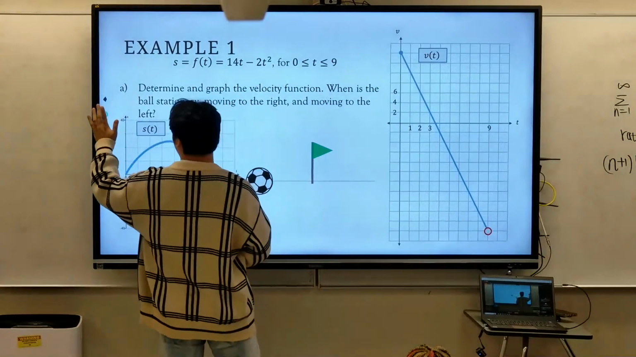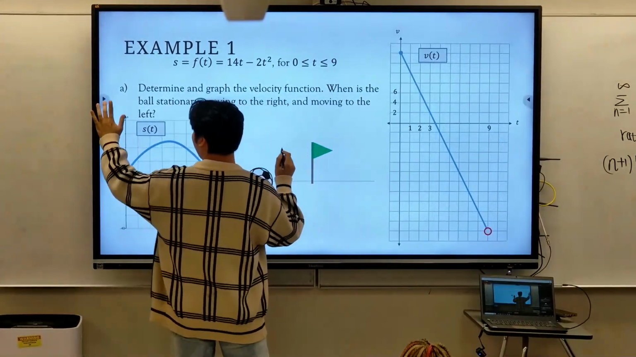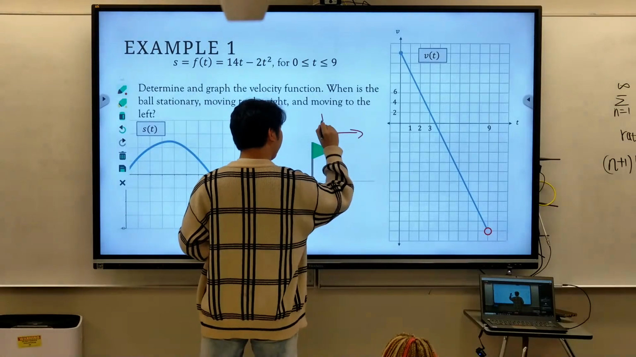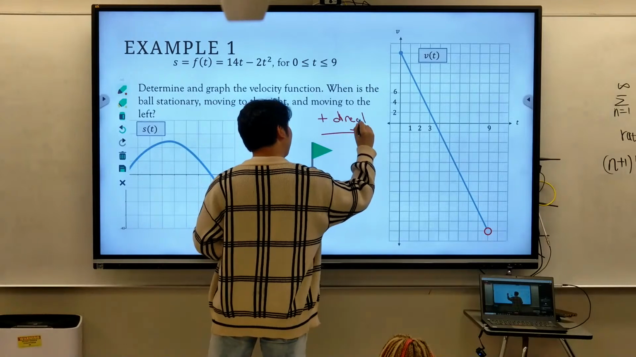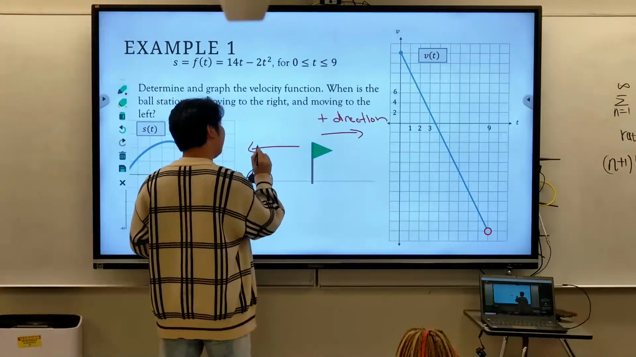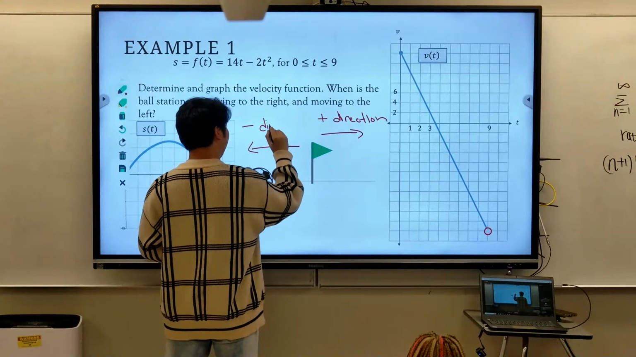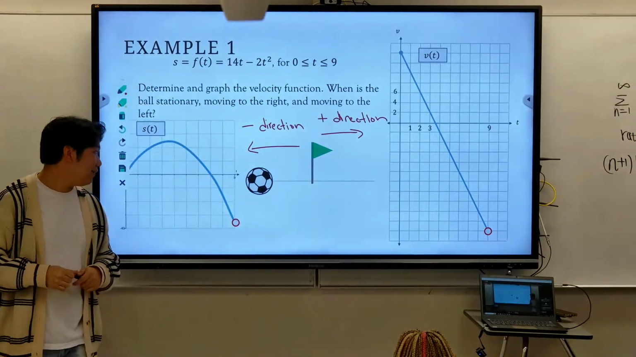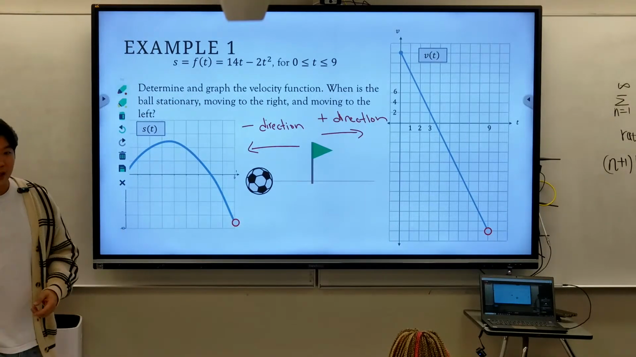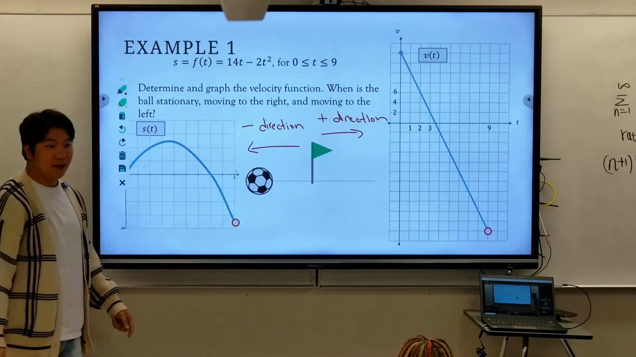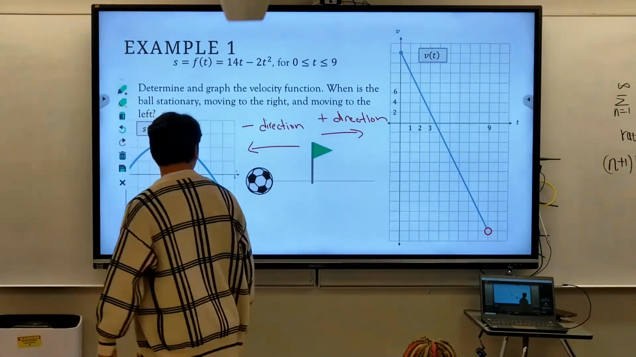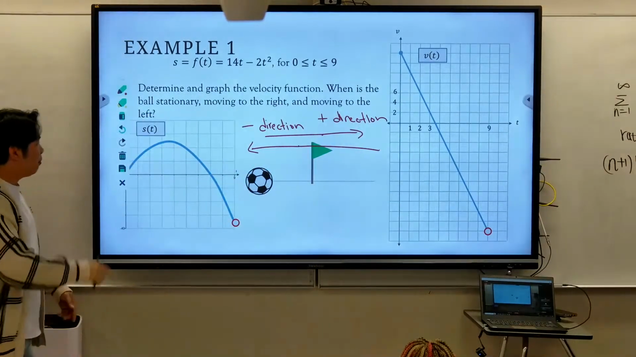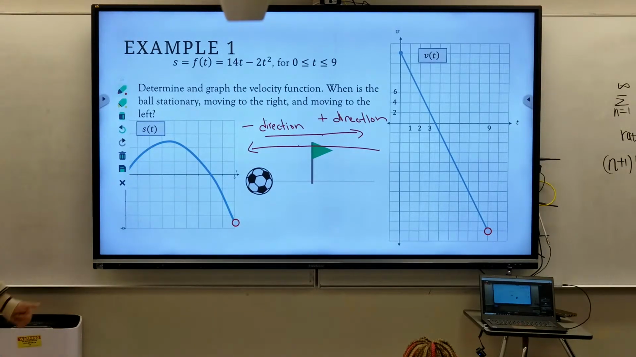If you want, you can also say this is the positive direction, and then this is the negative direction. So positive velocity means I should be moving in the positive direction. Negative velocity means I should be moving in the negative direction, even if I'm over here. In fact, it'll be more accurate if I do it that way. Positive direction that way, negative direction the other.